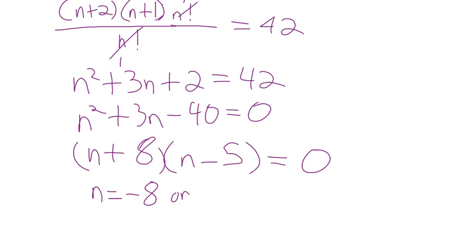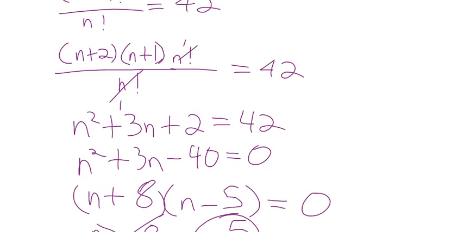Negative 8, or what do we know about n? What kind of number is n? What kind of number isn't n? So we're going to show it in our solution, right? We're going to say, look, n is negative 8, n is 5, perfectly valid, but in the context of the problem, it can't be negative, right? It's got to be a positive number. So n is equal to 5.